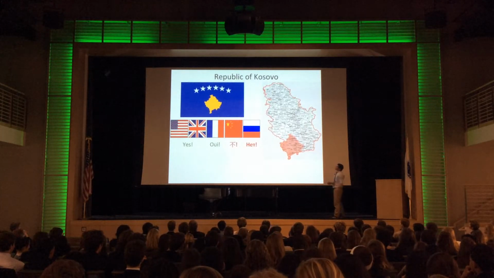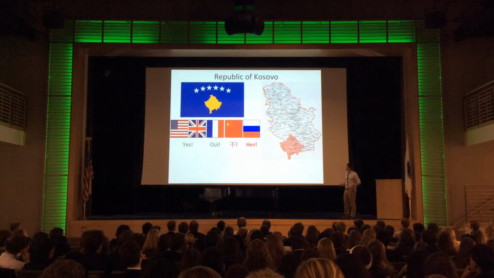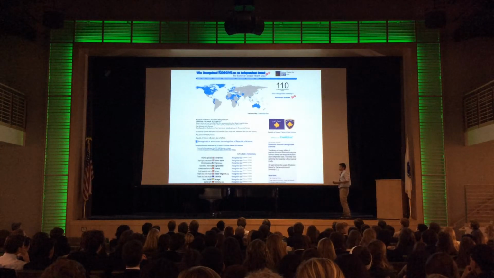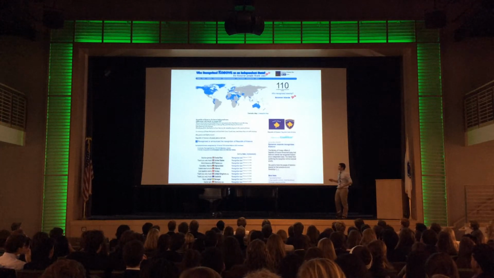China and Russia just see Kosovo as a rebellious little part of Serbia, more so than a full independent country, which is a little bit disappointing for Kosovo. And as a result, they have a website where they thank all of the countries in the world that recognize it as a country by thanking them in their own language. They even have little hearts, and I think it's kind of adorable.